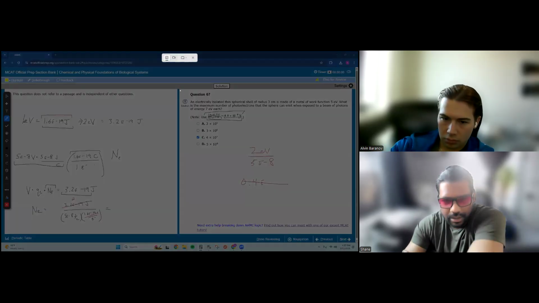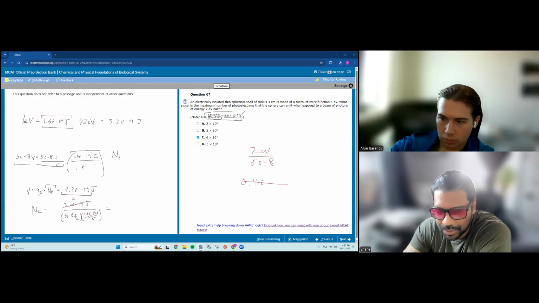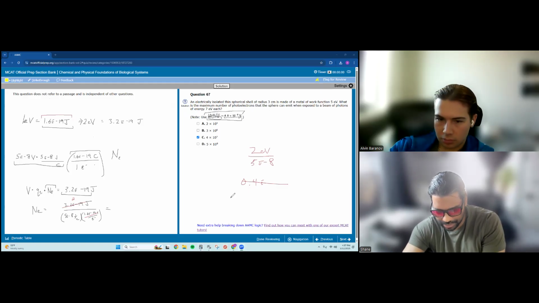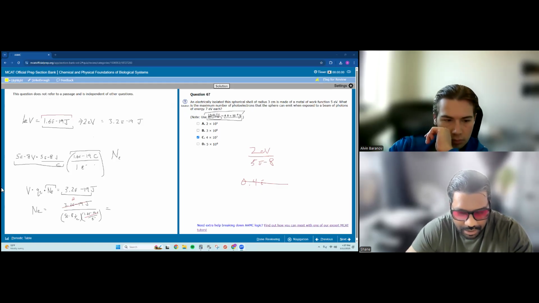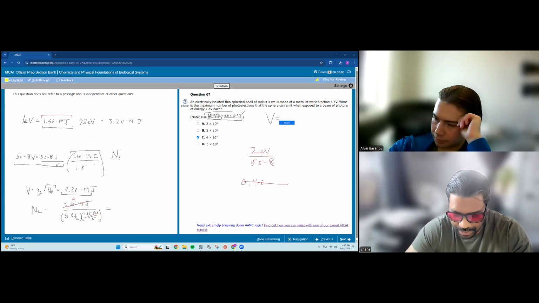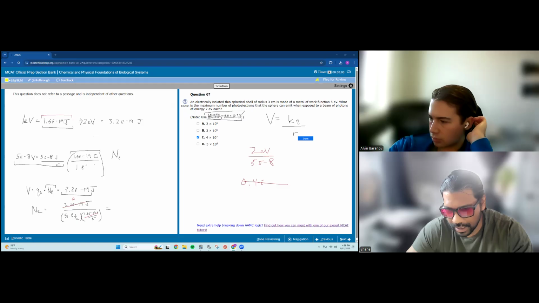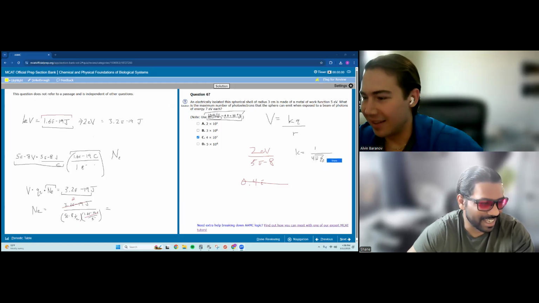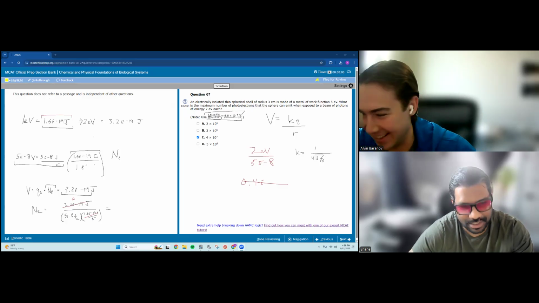When I was trying to do this yesterday, I was thinking of things like the permittivity of free space, that's what that E naught term is. The voltage could be K Q over R, and K is actually equal to 1 over 4 pi E naught. Anyway.